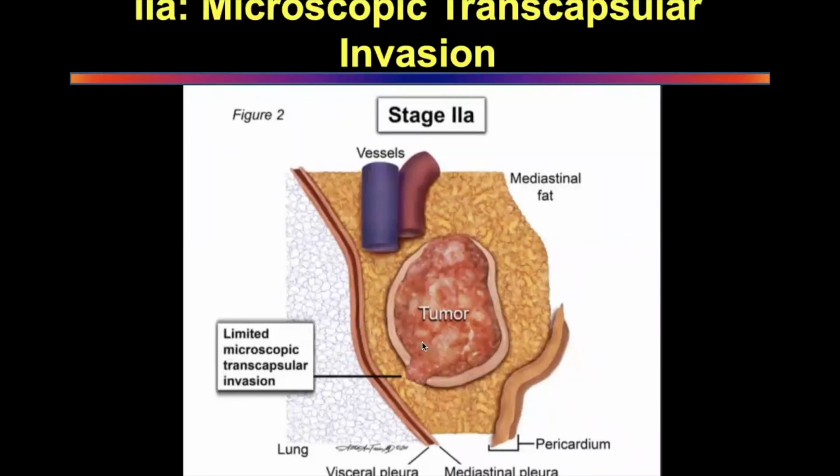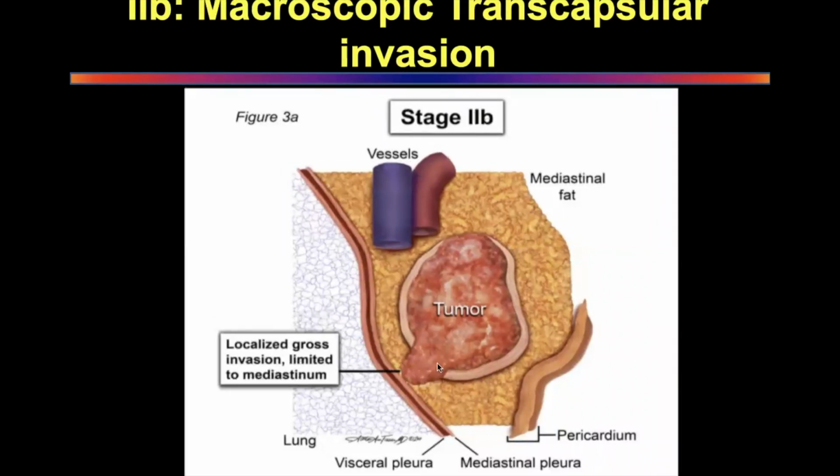Stage 2 is when the outer covering is breached. Look at where my arrow is. The moment the outer margin is breached, it becomes stage 2A. In 2A, it is a limited microscopic transcapsular invasion. You don't see it with the naked eye, but under a microscope you can see that it has gone beyond the outer margin of the capsule. With 2B, it has gone beyond the outer margin of the capsule, but it is still limited to the mediastinum.